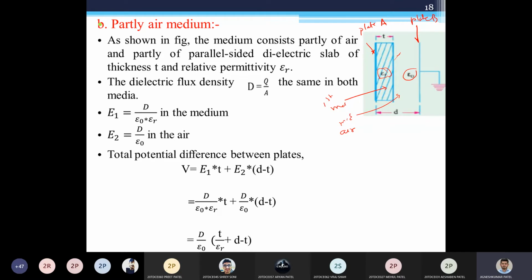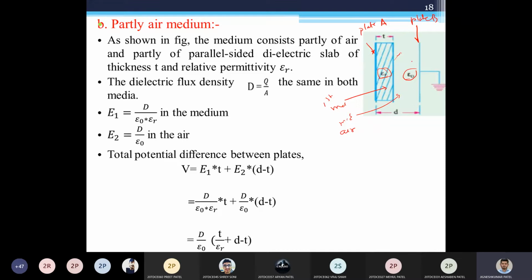But this is different than air. This is not air. I'm sure of that. So this is some different media. That depends on what you want, whatever you can take. But here for a generalized example, we have taken it as epsilon r, some different media. But this is epsilon 0. That means this is air. Whatever here is air, like this blank space. So we'll see this as a partly air medium. Part of the capacitance is formulated by air as a medium, and part of it by something else.